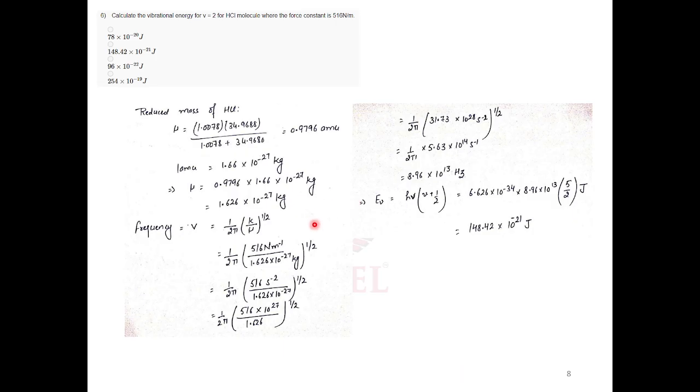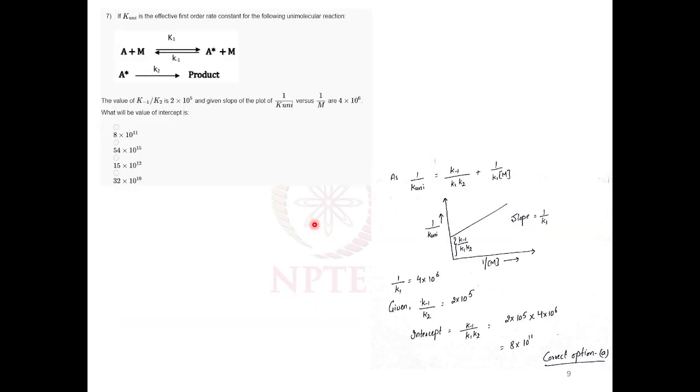Now you go to the other, so this E = hν(v + 1/2), that is the equation for energy levels for the electronic state. Now come here, you need to find out this k unimolecular reaction, and this is basically the equation.